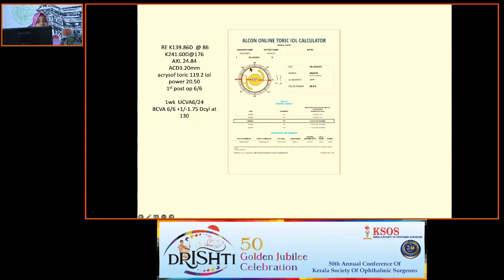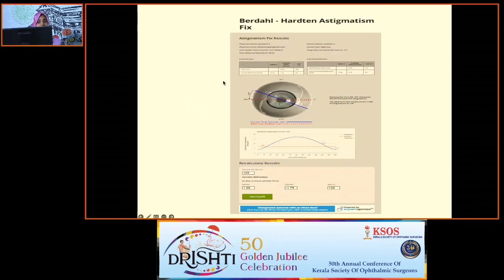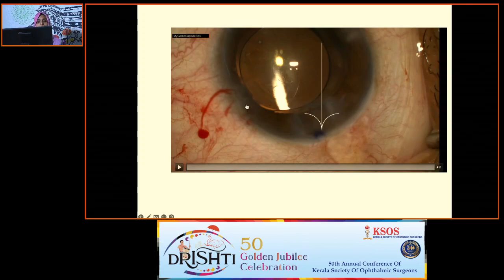So his initial IOL axis we calculated with the Alcon online calculator. It was 177 degrees, but at 1 week when he came, it was at 130 degrees, and when checked, we have to rotate it to 179 degrees. So how will we rotate?